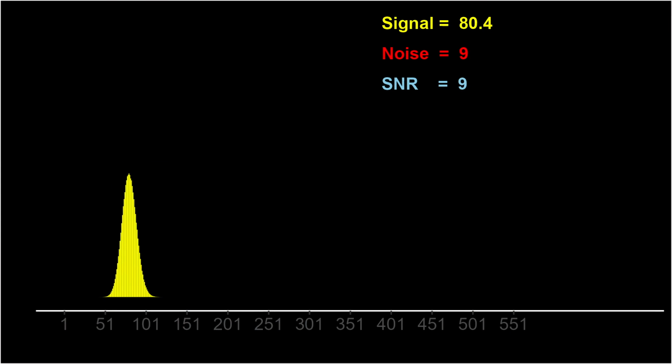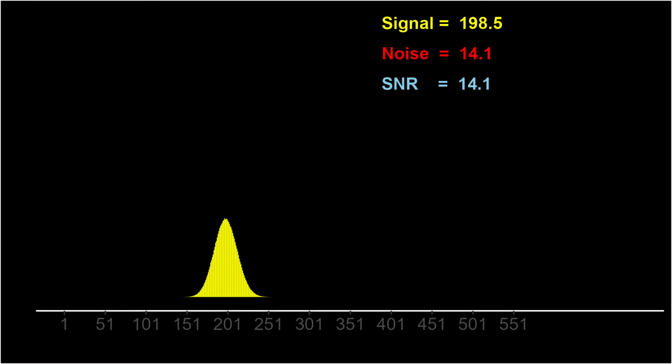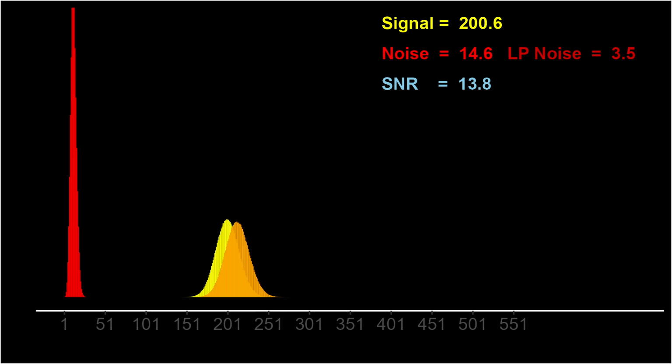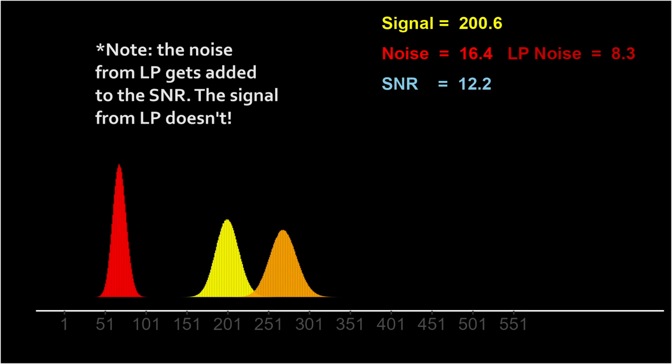Remember this animation? Let's stop at around 200. Theoretically, our best SNR we could get without any other type of noise is around 14. Well, let's include light pollution in red and the combined distribution in orange. The signal from the DSO is still in yellow and it is pretty bright all things considered.